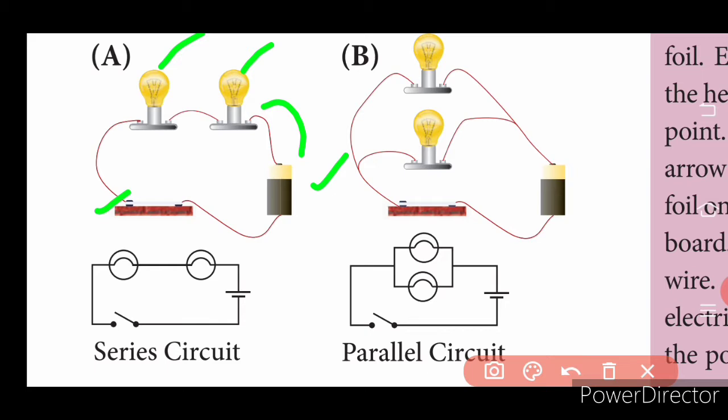Here, how are the bulbs connected? One after the other. Such type of arrangement is called a series circuit. Whereas in the parallel circuit, you can see one bulb is connected parallel to the other bulb. As in the same diagram, again both the bulbs are connected to the key, and then to the cell, and then to the two bulbs.